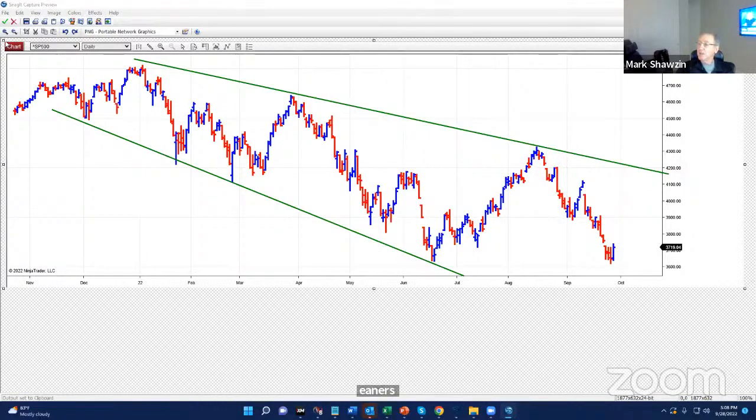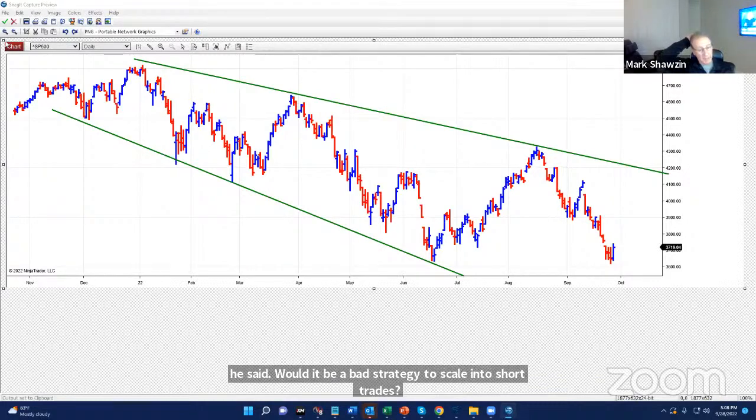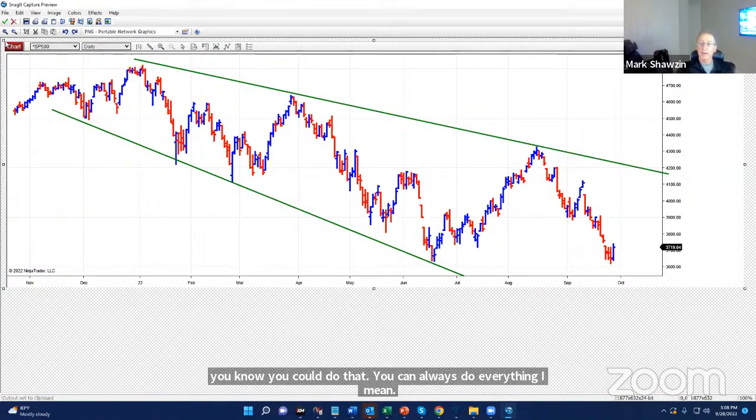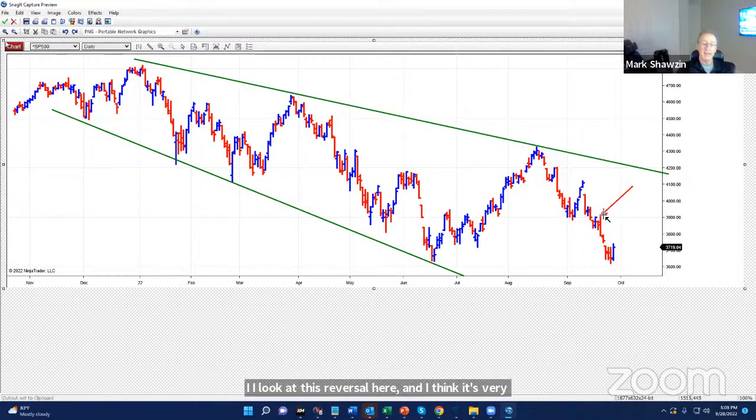Dusty said, would it be a bad strategy to scale into short trades? So, you could do that. You can always do everything. I look at this reversal here, and I think it's very unlikely you're going to take out that reversal high. So you're at 3,700 now, and you're at 3,900 there.